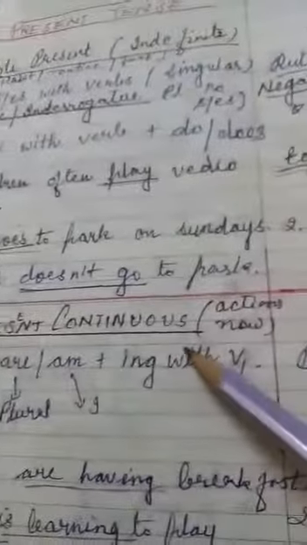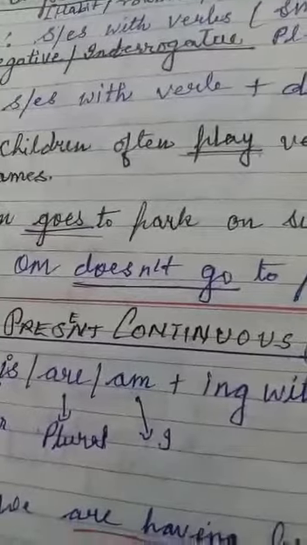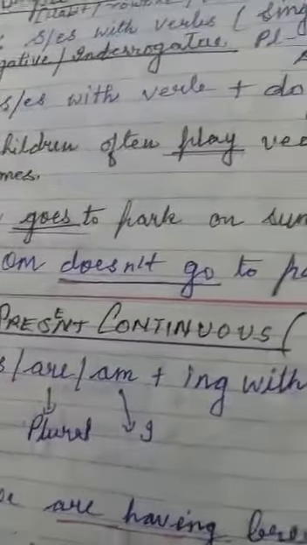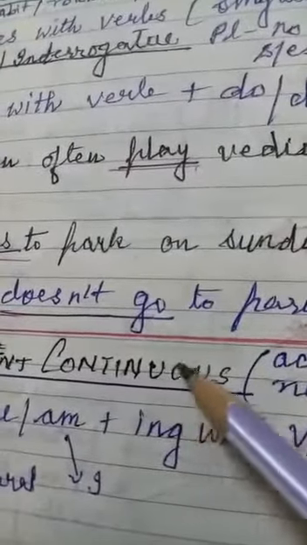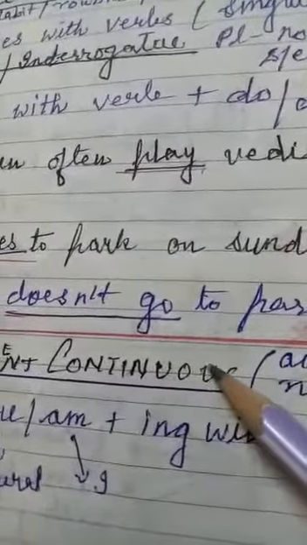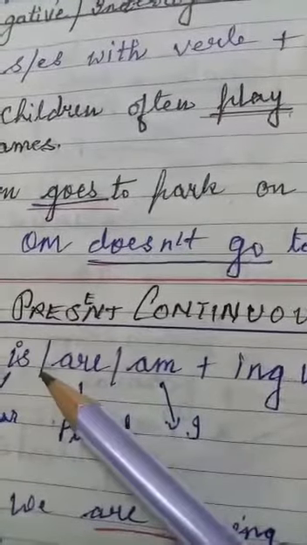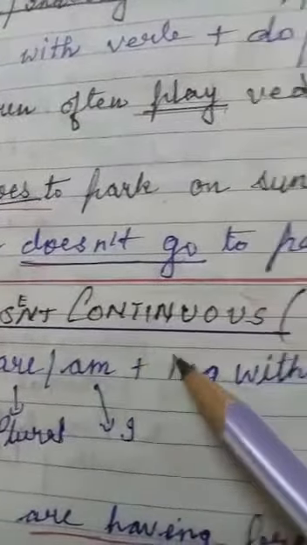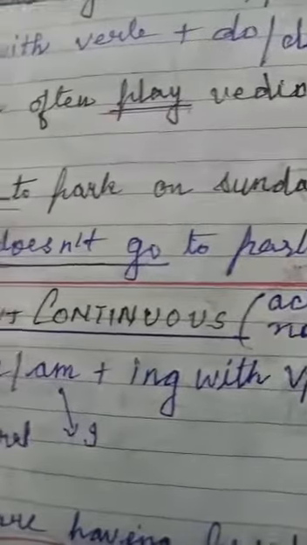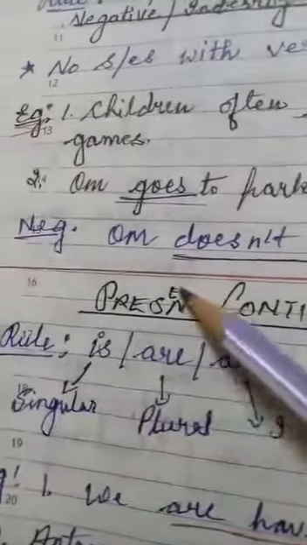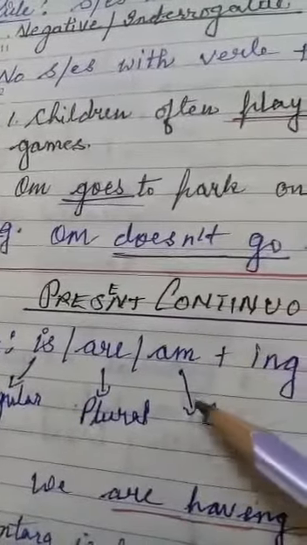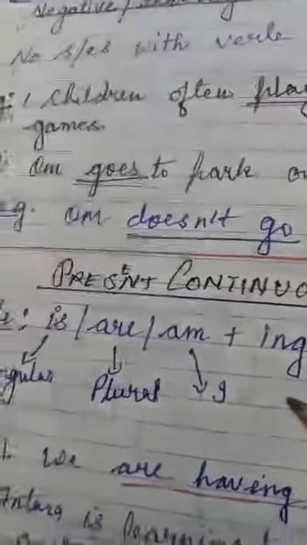Now come to the rule of the present continuous. The present continuous tense is where the action is going on. Children, in all the continuous tenses we use ing, in all the three. The rule of the present is is, are, am plus ing with the first form of the verb. We use is with the singular, are with the plural, and am we always use with I.